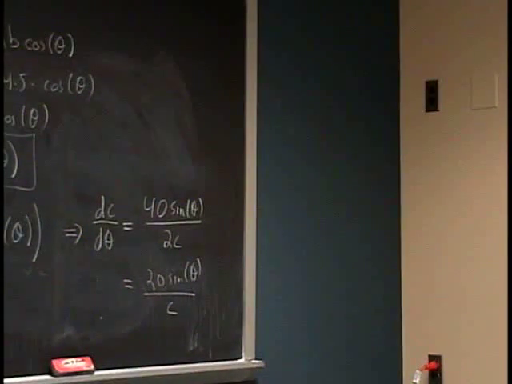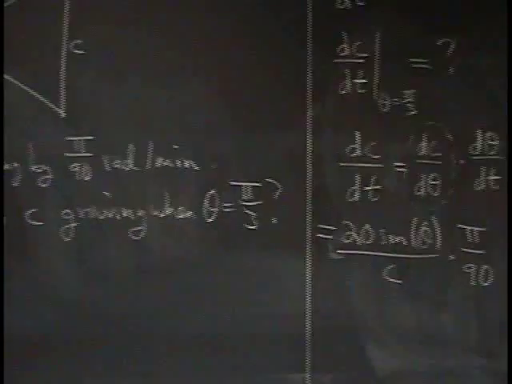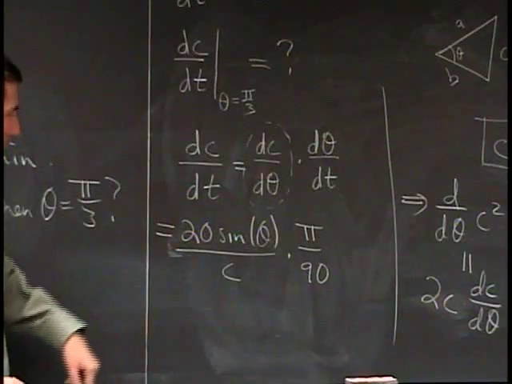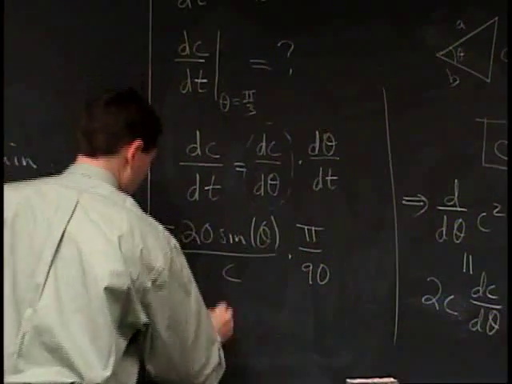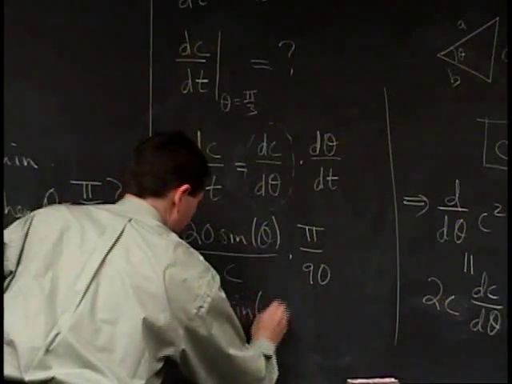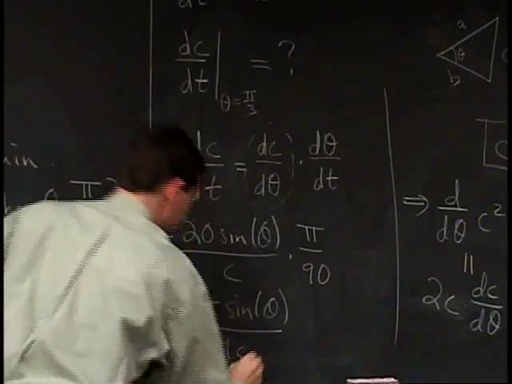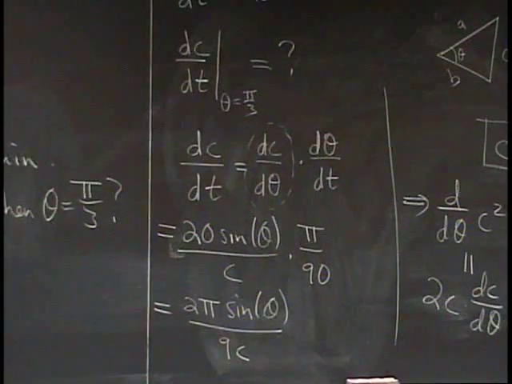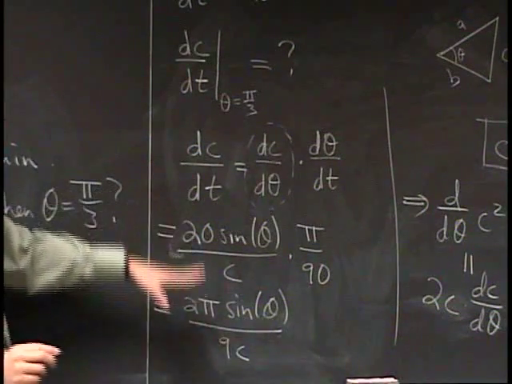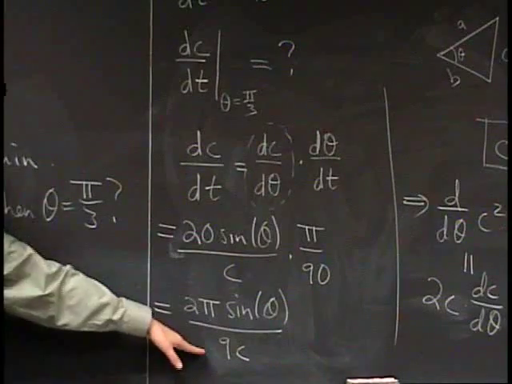Okay, so this tells us now that dc dt equals 20 sine of theta over c times d theta dt, which we know is already pi over 90. And of course, we immediately see we can do a little cancellation there. We can kill the zeros, and you get 2 pi sine of theta over 9c. Okay, so that's a general statement. We know now what the derivative of c with respect to time is.